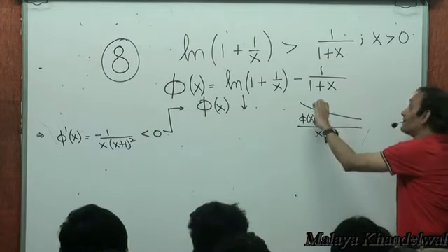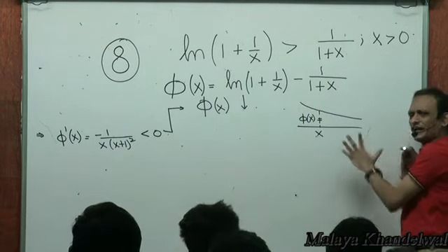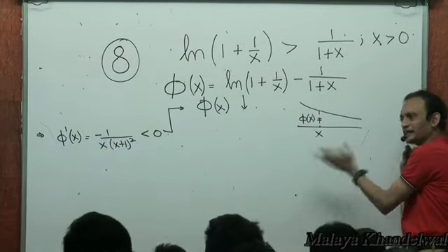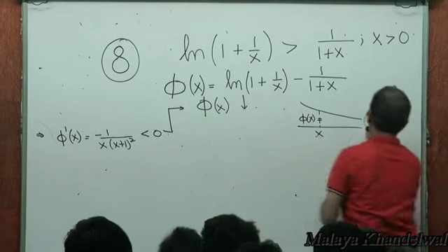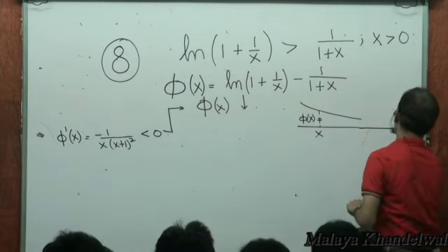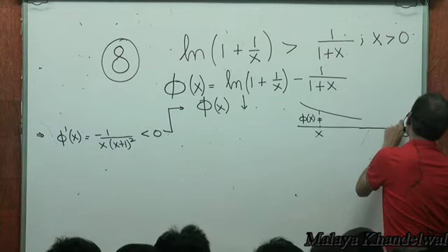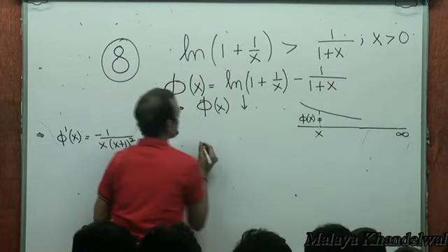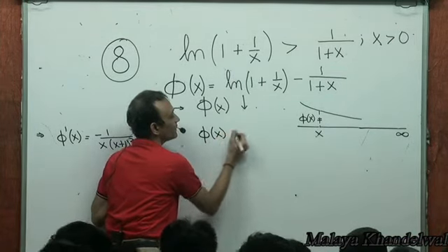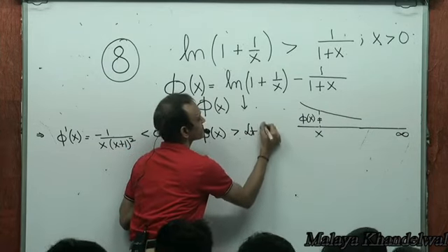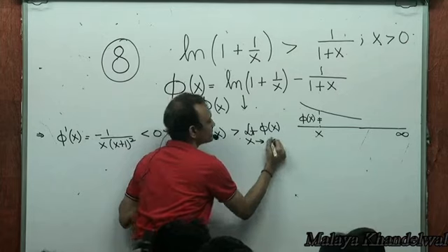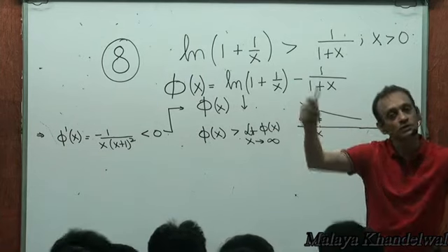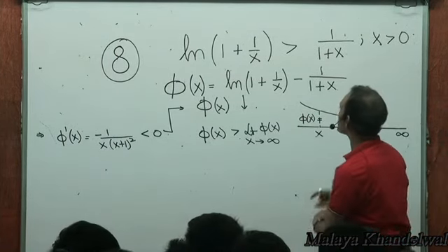Phi x will be less, phi x will be greater than phi infinity, for x less than infinity and greater than 0. Yes or no? As you go further and further away, you are approaching x equal to infinity, and then phi infinity will be smaller than phi x. Yes or no? So can I not say that phi x will be greater than the limit of phi x as x tends to infinity? But what's the limit of phi x as x tends to infinity?